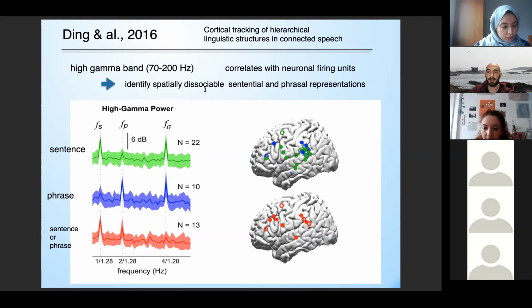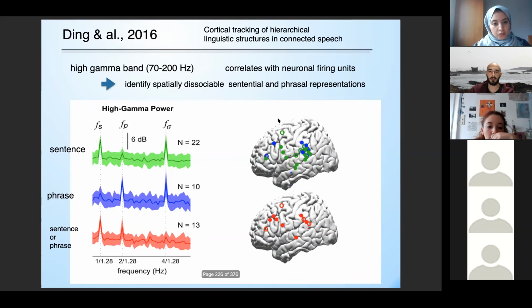Okay, right. So the way they called them was spatially dissociable sentential and phrasal representation. What does it mean, spatially dissociable? That they occupy different spaces in the brain, and that they would only respond to sentences or to phrases. Okay.